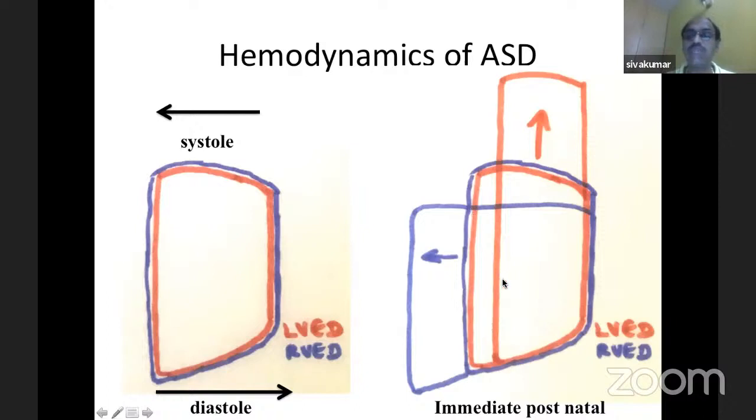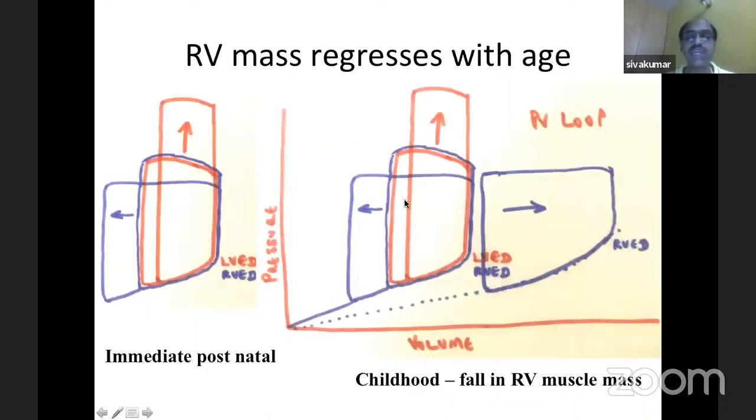Now, remember this picture. In immediate postnatal to later childhood, what happens? Right ventricular mass keeps on regressing, thereby increasing the amount of left-right shunt in an ASD. So slowly the curve shifts towards the right. The right ventricle curve shifts towards the right, and it operates on a much larger volume, because this RV is now volume overloaded.